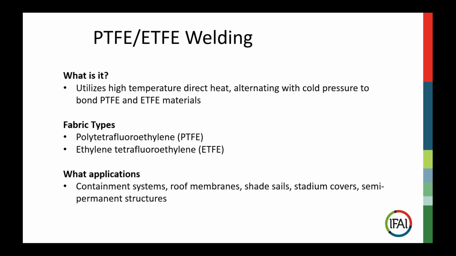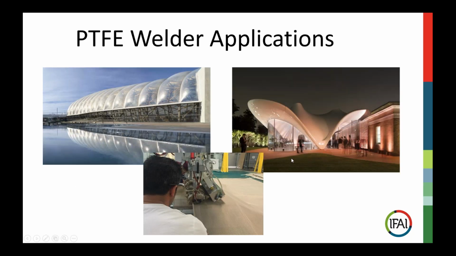Containment systems, roof membranes, shade sails, stadium covers, and semi-permanent structures are all weldable using an ETFE or PTFE welder. On the left, on this slide, you'll see an ETFE material. That is usually more translucent. On the right is more traditional PTFE or Teflon material. And below that is a close-up of that material actually getting welded.